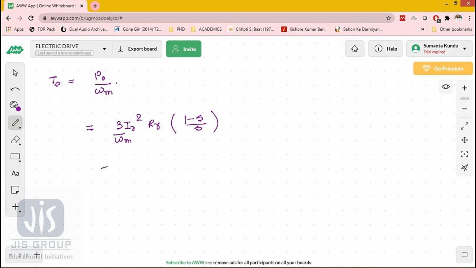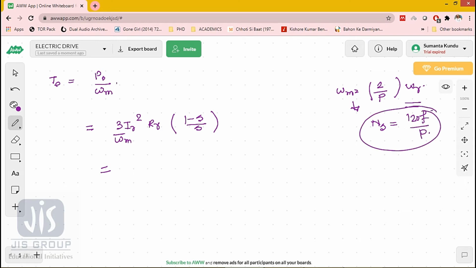We know that omega m is nothing but 2 by P into omega r. We have taken here angular speed. If we recall our linear speed, ns equals 120 f by P. So from here we know omega m equals 2 by p omega r. So what I will do, I will put the value here.